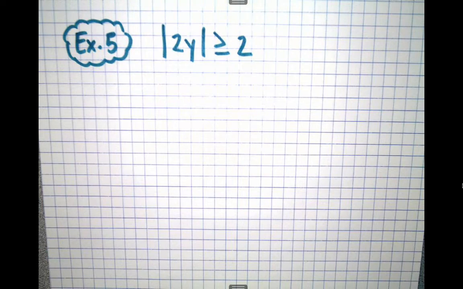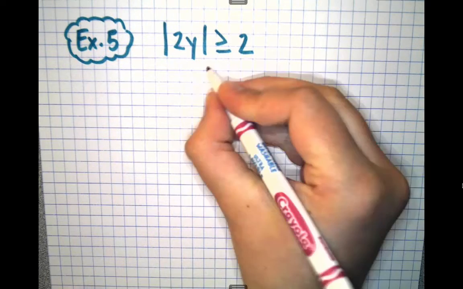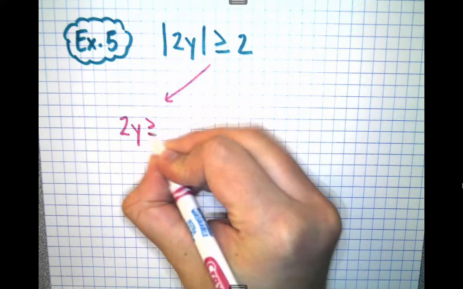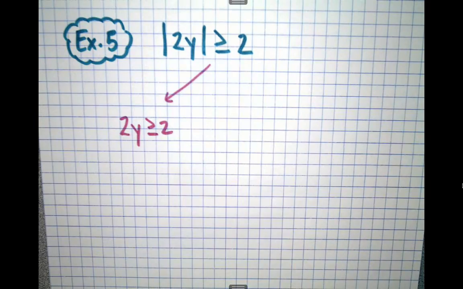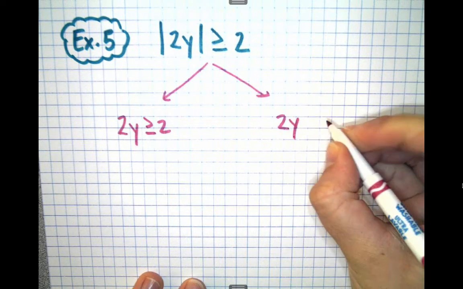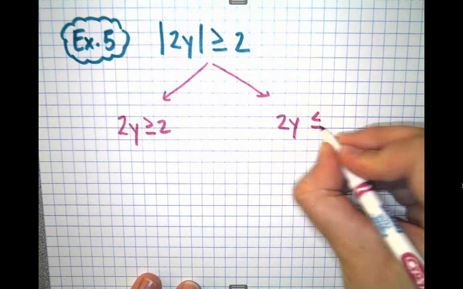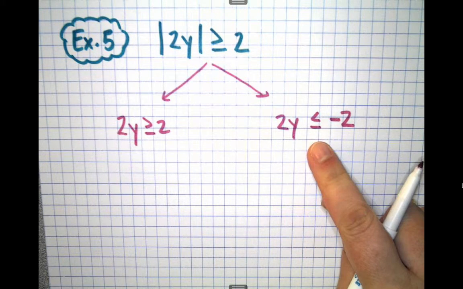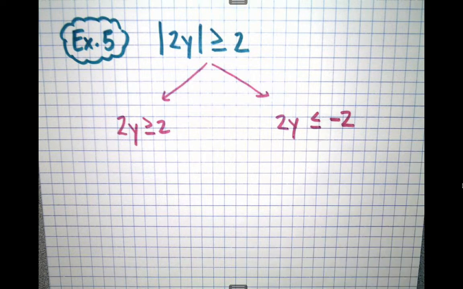Well, here's how we're going to solve this absolute value. We're going to split it up. We're going to solve it two different ways. Either that 2y has to be greater than or equal to 2. That's one option. Or that 2y has to be the opposite. It has to be less than or equal to negative 2. We're going to use a negative number and flip the symbol. Two things that we're going to do there. And then we'll solve them both and see what we get for a solution.